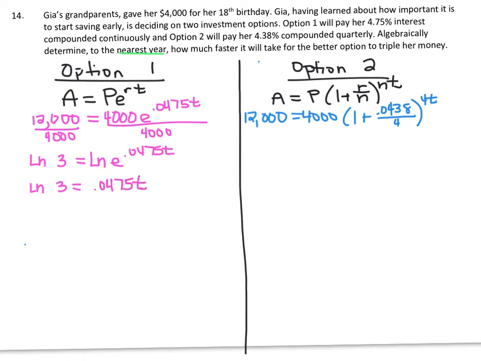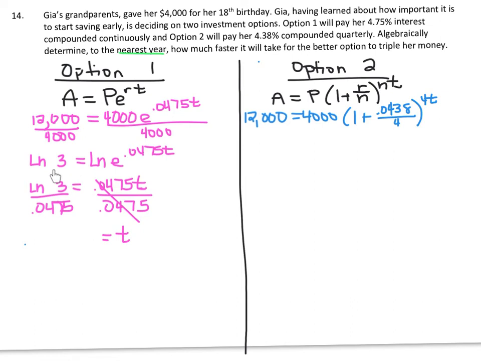All right, and then to get the t by itself, we're going to have to divide both sides of the equation by the number that's in front of the t. So we're dividing both sides of the equation by 0.0475. Okay, this is a 7, by the way. All right, so that leaves me with t equals.